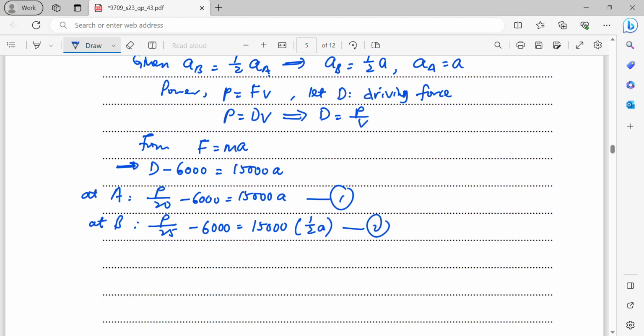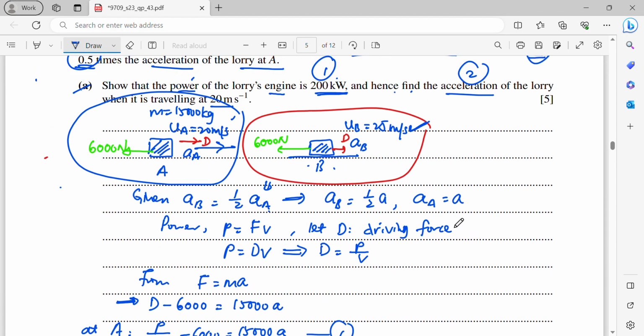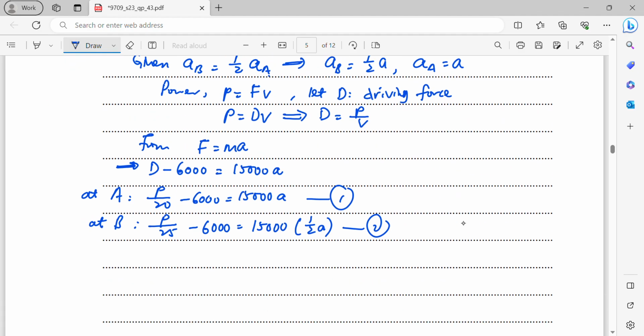So to solve this, let's look at the question. We need to show the power. If you need to show the power, it means you need to find P, which means I need to eliminate the A. I notice that 15,000 A, 15,000 A, so I will replace this 15,000 A with this first equation.